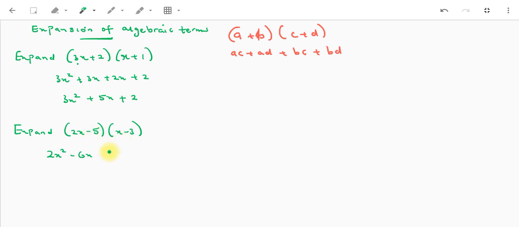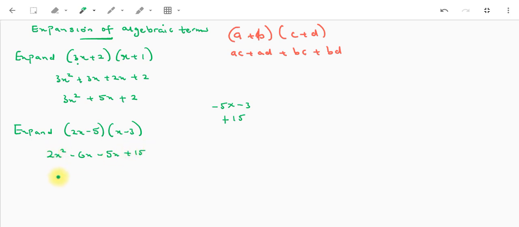Minus 5 times x gives you minus 5x. Take note of the negative, minus x. Now, minus 5 times minus 3, please. That's like saying minus 5 times minus 3. Minus times minus gives you plus. 5 times 3 gives you 15. So, minus 5 times minus 3 is going to give you plus 15.